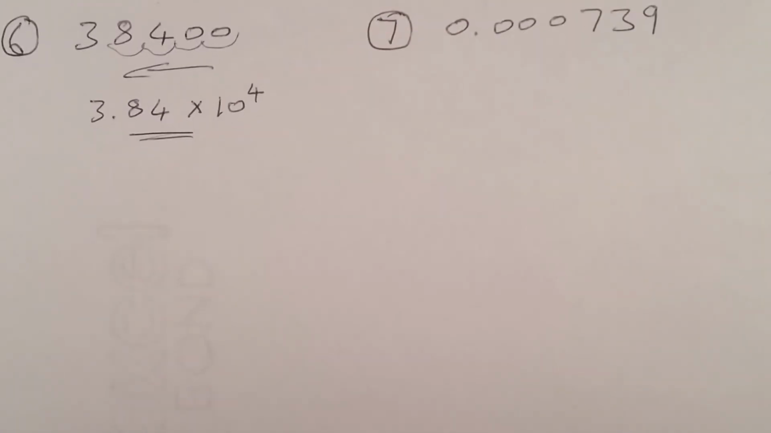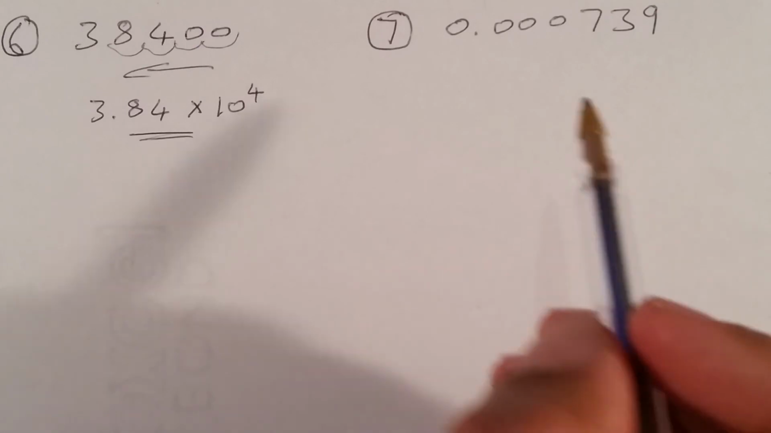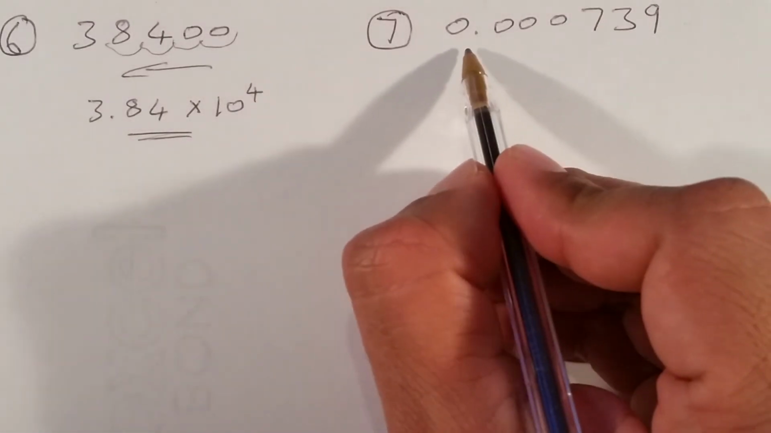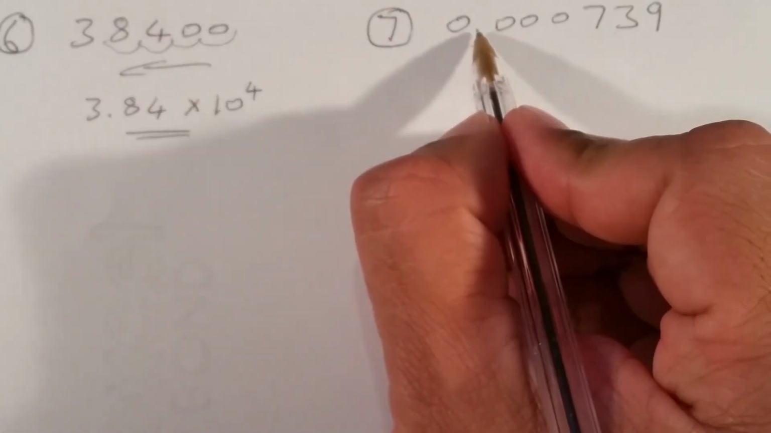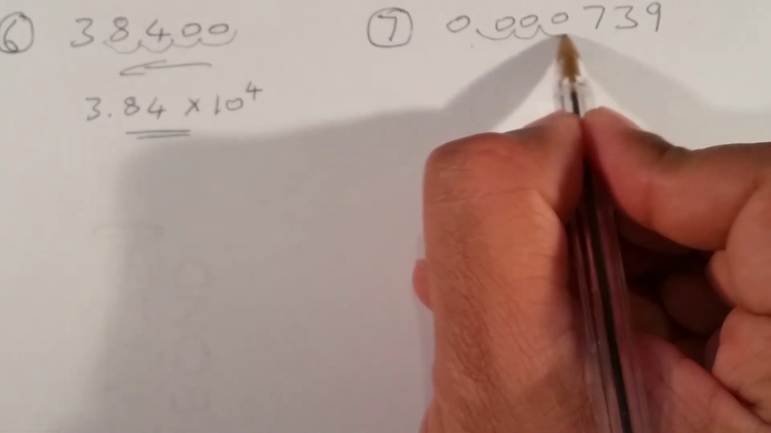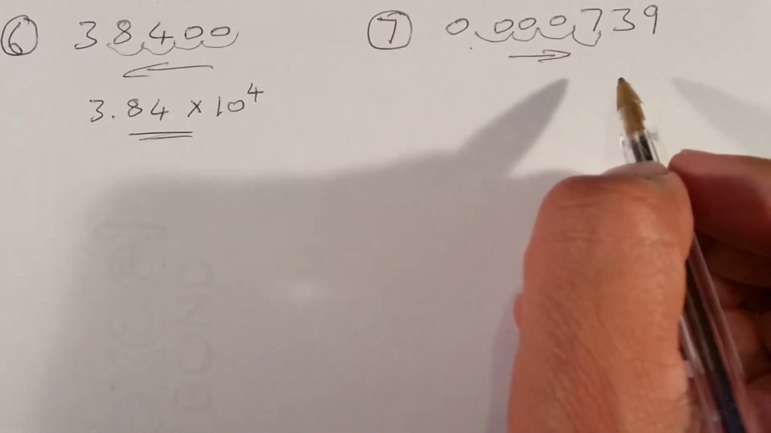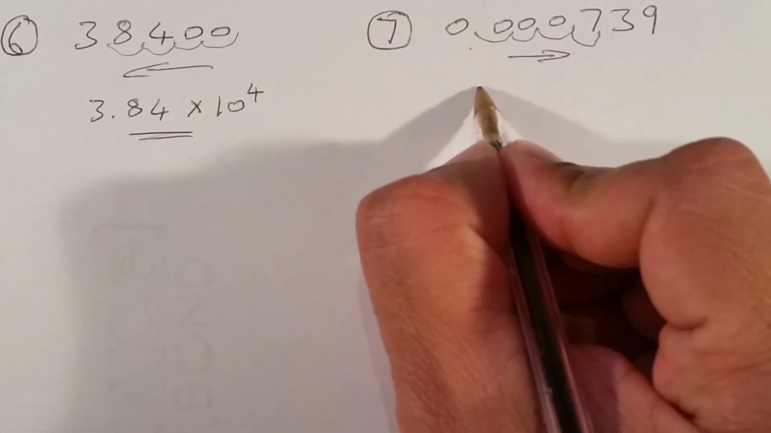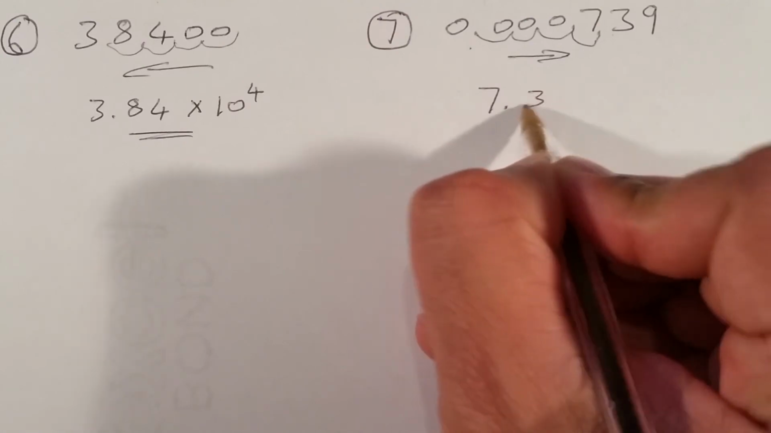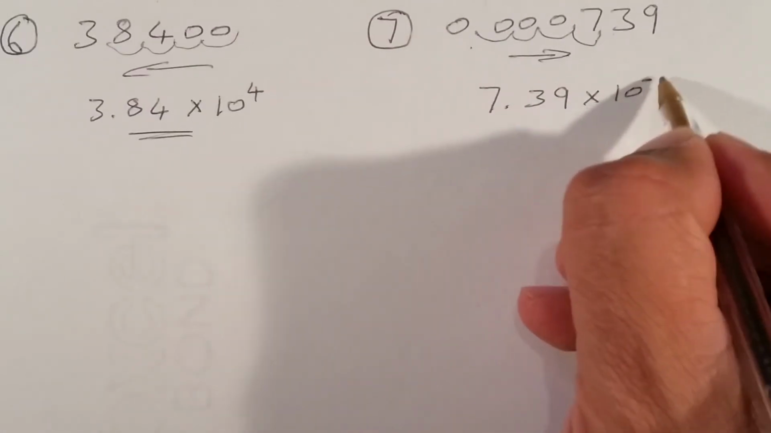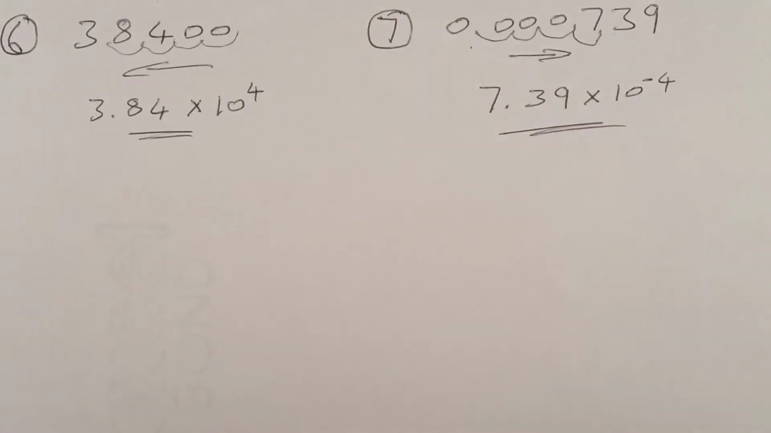Well, this is the last one, the 7th question, which is 0.000739. Now, as you know, the first number is 7. We have to bring the decimal back after 7. So 1, 2, 3, 4. We are moving 4 steps to the right. So it's going to be negative now. So 7.39 times 10 to the power of minus 4. That's it. That's our standard form.